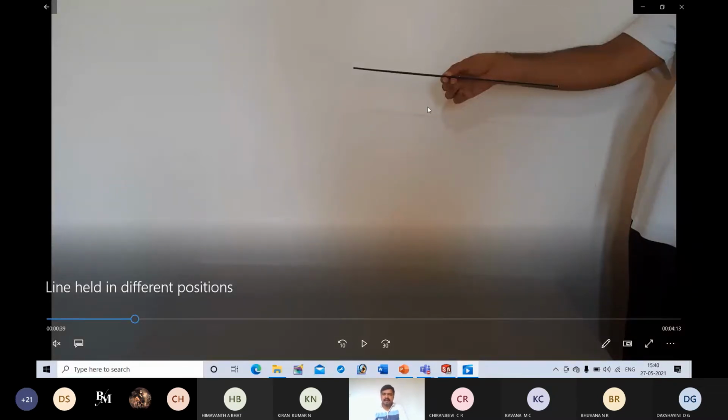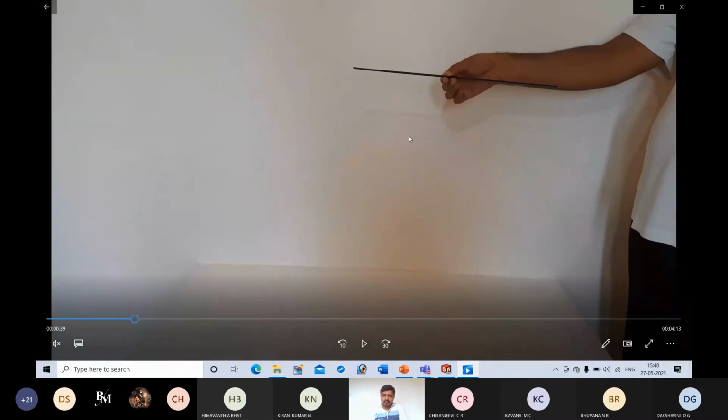If a line is parallel to a plane of projection, the view on that plane has true length. That you should remember, and you will also understand it with the help of problems.